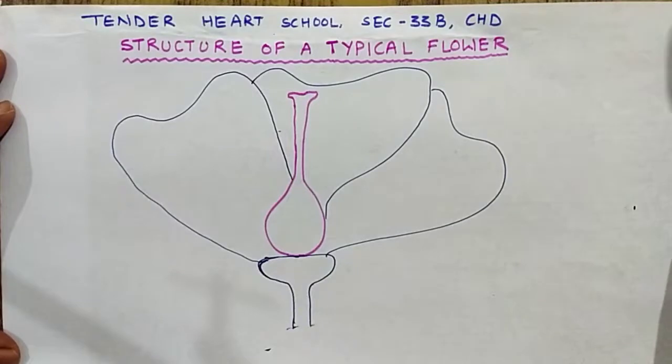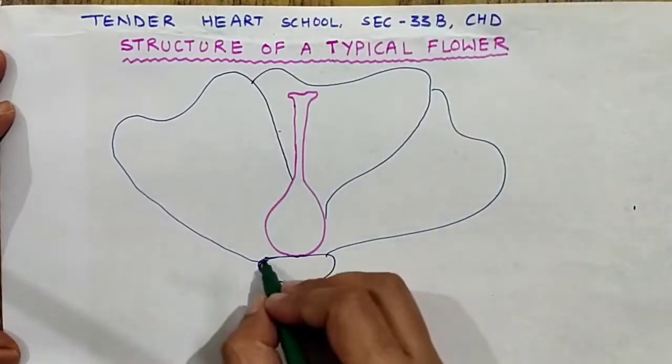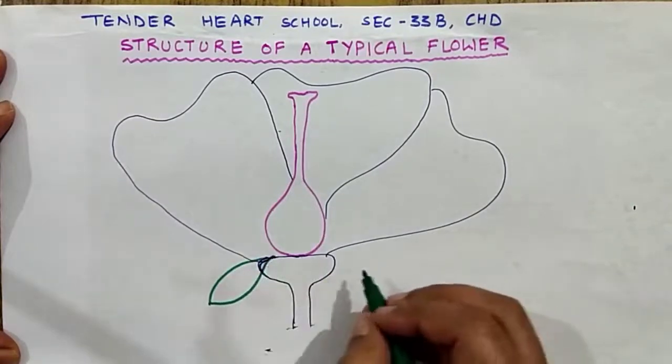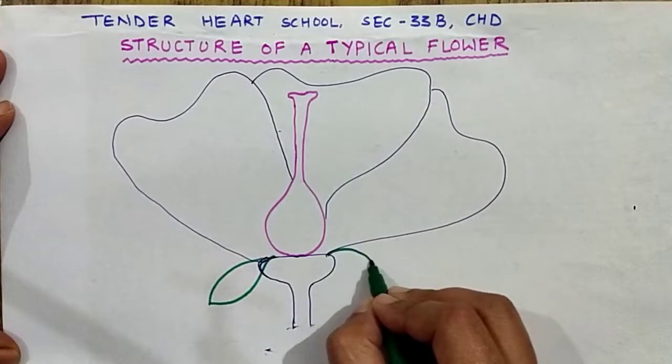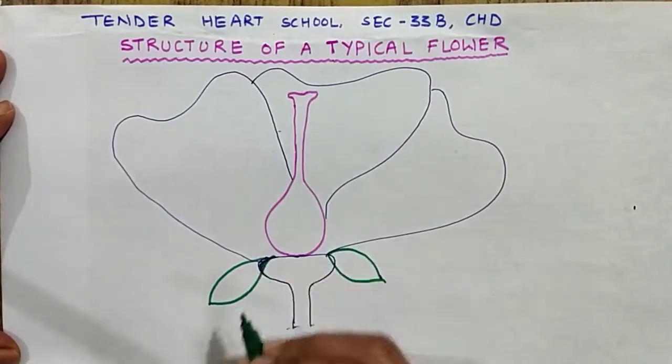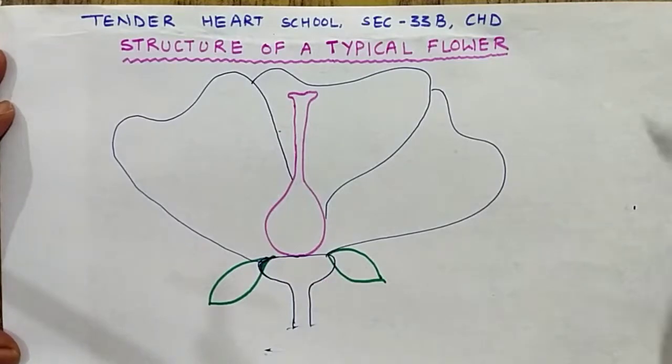Sepals are the green colored leaf-like structures in a flower. Like this, you must have seen. Right? Okay.